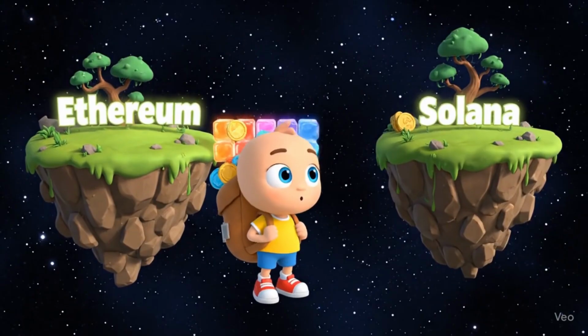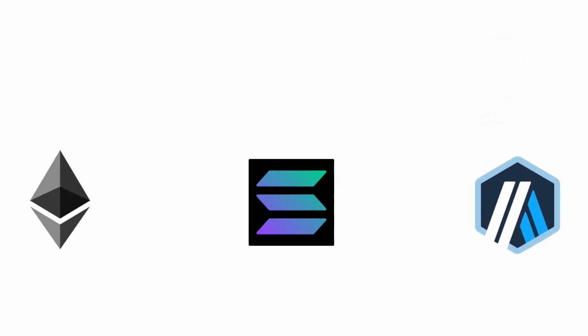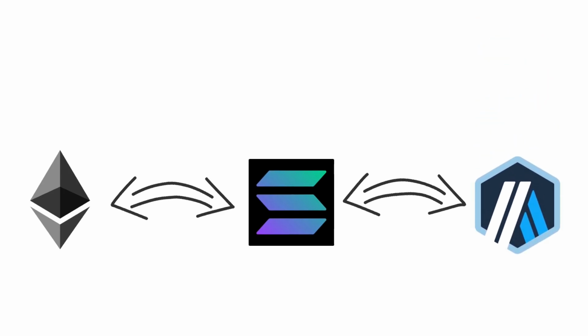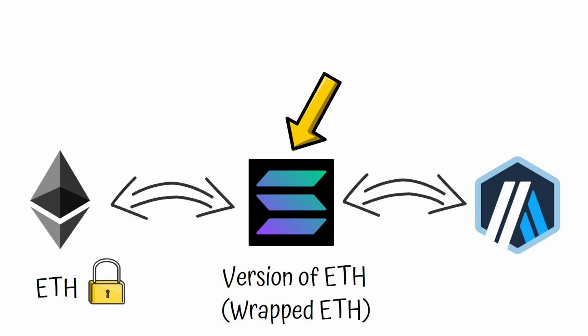Next up, bridges. As the crypto ecosystem grows, we've got multiple blockchains: Ethereum, Solana, Arbitrum, and more. Bridges let you move tokens between these networks. Let's say you have some ETH on Ethereum, but you want to use an app that only works on Solana. A bridge will let you lock your ETH on Ethereum and then create a version of it on Solana, so you can use it there.